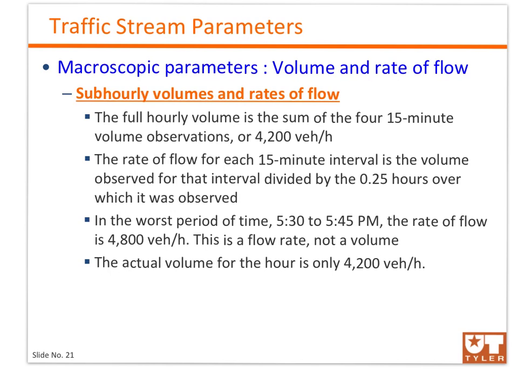And as we could see, the worst period of time was somewhere between 5:30 and 5:45, where the rate of flow is about 4800 vehicles per hour. This is the flow rate. Again, it's not a volume. The volume, if you would stay for the entire hour, would give you the actual volume of 4200 vehicles per hour.